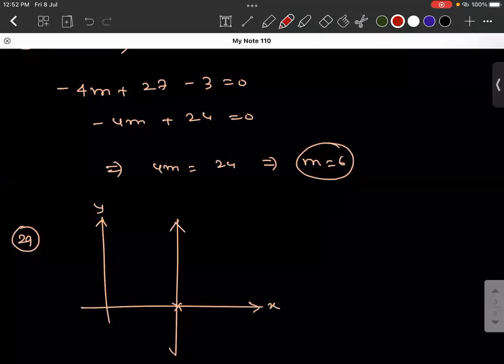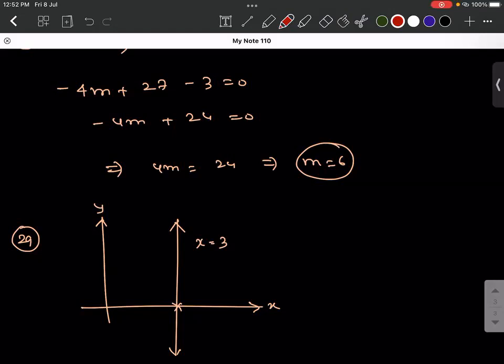Answer for 29. The graph of the line x is equal to 3 passes through... x is equal to 3 is a line parallel to the y-axis, very good. So it passes through (3, 0). So is there an option? No. So none of these is the answer.